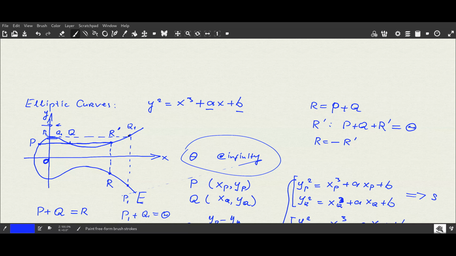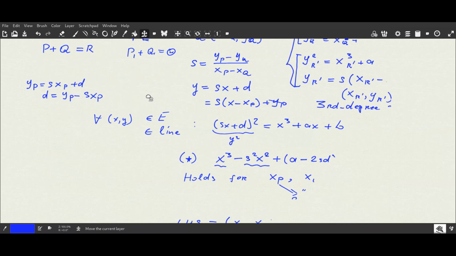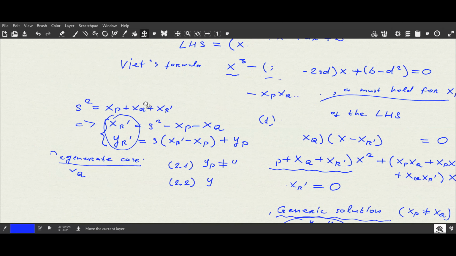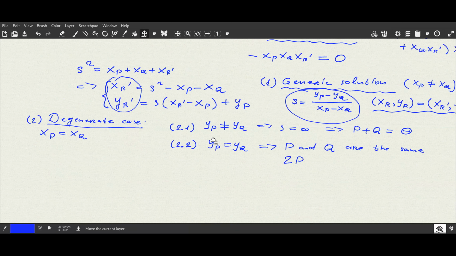When P and Q become the same, we get a slightly different formula to calculate S. We can't use the generic formula in that case. What should we do? How do we calculate S in this case?